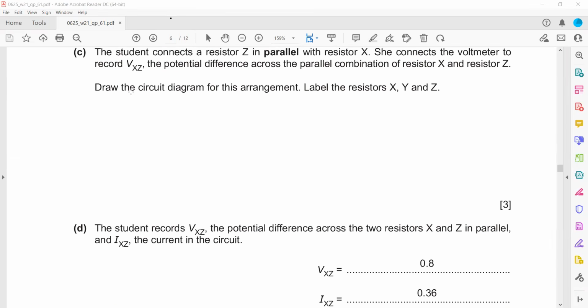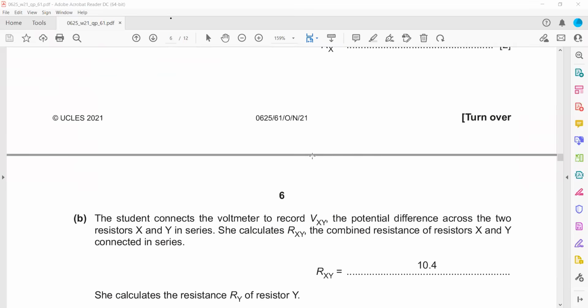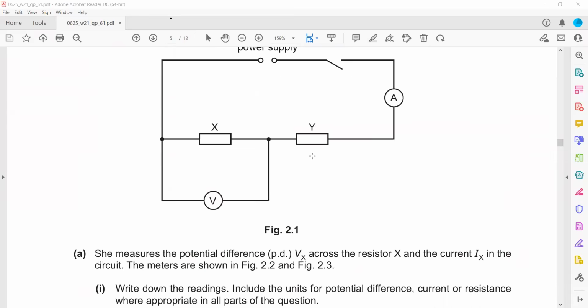So this is the space provided for the circuit diagram, so you have to draw in this part. But just to save time, I just use the circuit to explain where I should place Z. So Z should be in parallel to... The voltmeter is always in parallel. A voltmeter cannot be in series. So if I want to connect a voltmeter, we cannot connect it in series.